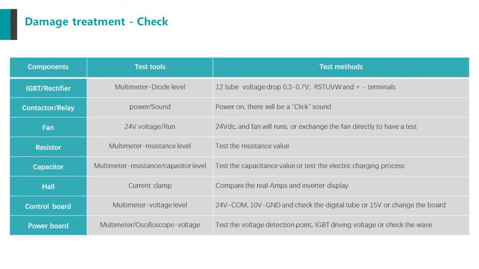For the resistor, you could use multimeter resistance level to test the value. For the capacitor, you could also use the multimeter resistance or capacitor level to test the capacitance value and test the electric charging process if normal or not. For the Hall sensor, you could use a current clamp to compare the real amps and inverter detection display. For the control board, you could use the multimeter, and power board, you could also use the multimeter and oscilloscope to test the voltage point value and test the IGBT waveform.